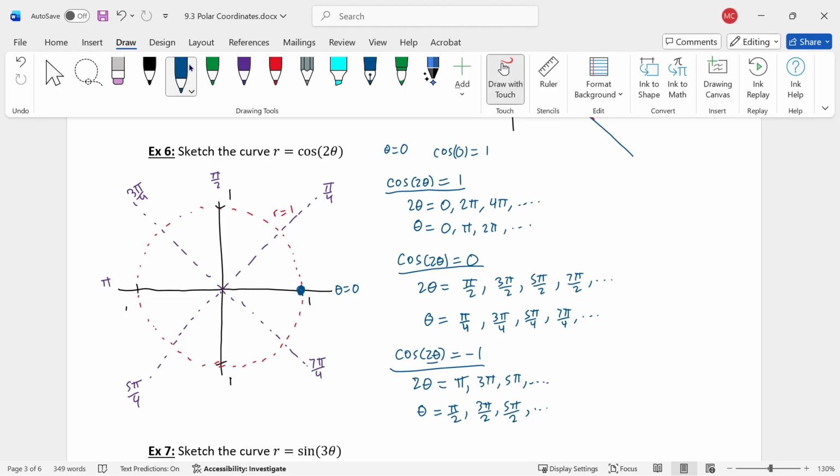So now we'll start plotting some points. We already plotted the 0, 1 point. Now, when our angle is pi over 4, our r value should be 0. So that means when I swing out to this angle pi over 4, my point has to go down to 0. The distance from the origin is 0. So now we've got to fill in what happens in between.